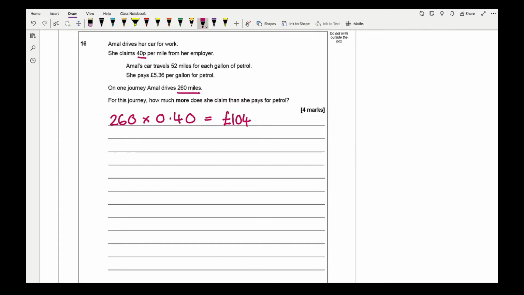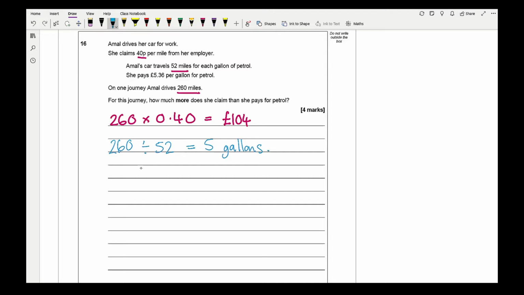Now let's have a look at how much she's actually paying. Again, what I need to do first is work out how many gallons she is actually paying for. So I've got to divide 260, and I'll just get a different color pen. Let's go for blue. So we're going to do 260 divided by 52, because we're going to work out how many gallons of petrol she's going to need. And 260 divided by 52 gives me an answer of 5. So I'm going to need 5 gallons of petrol.